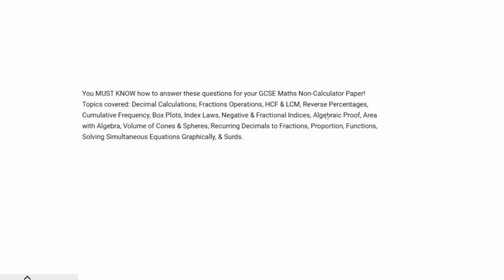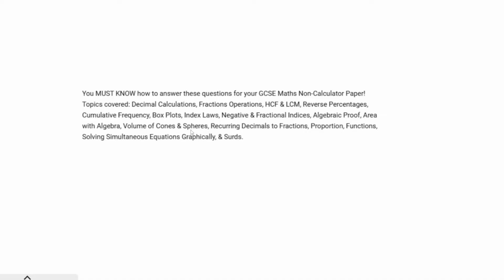Bit of a random one. I have got a video on that separately anyway. What I noticed was area with algebra. So, you know, when they combine area or maybe perimeter or something like kind of shapes with algebra and they put like x plus 2 as the side length, something like that. That tends to come up quite a lot. Again, I have a separate video on that. The volume of cones and spheres or maybe hemispheres, that comes up quite a lot.